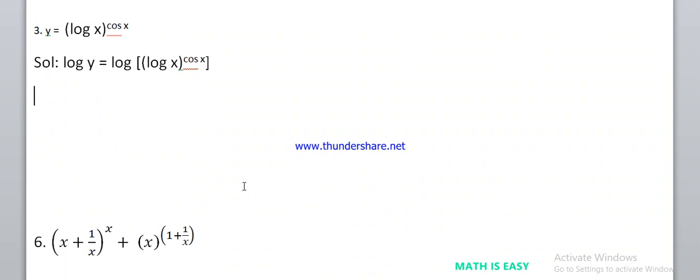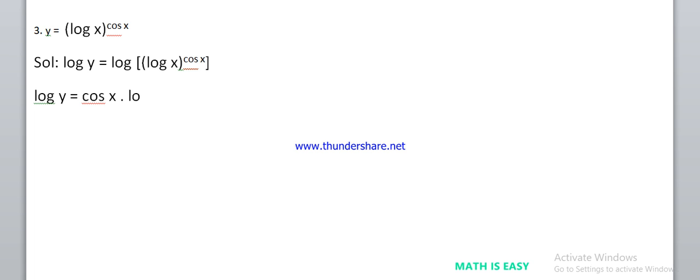So what you can do here is, let it be log y here only, log y on the LHS, which is equals to log of some theta power cos x. So this cos x will come front, it will become cos x multiplied by log of log x. Okay. Now when I do differentiation on both the sides, differentiate with respect to x on both the sides. So what do you get?